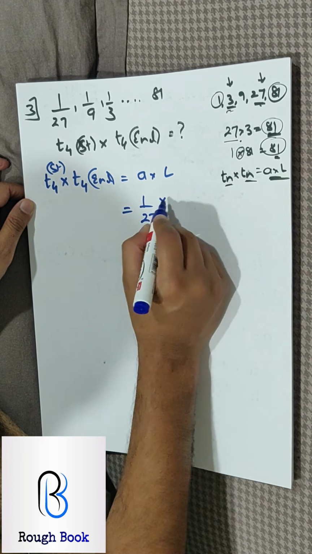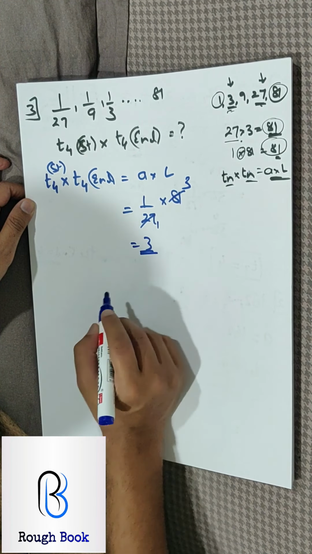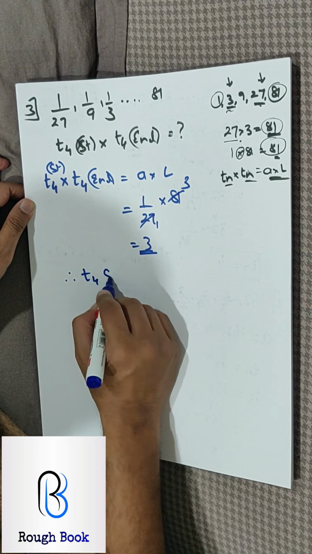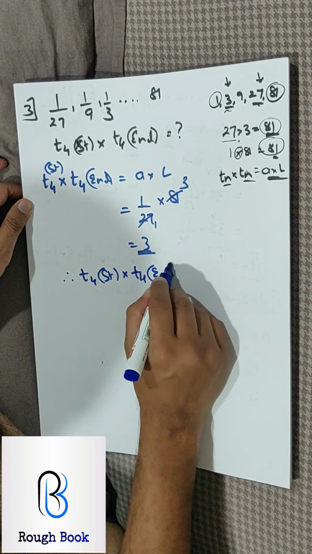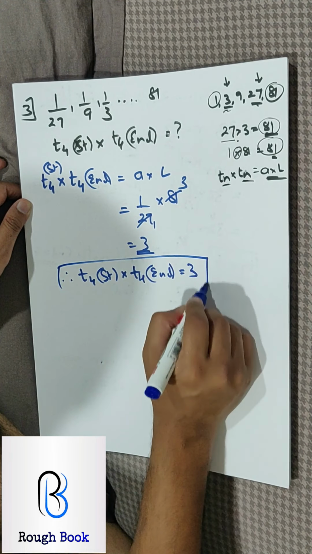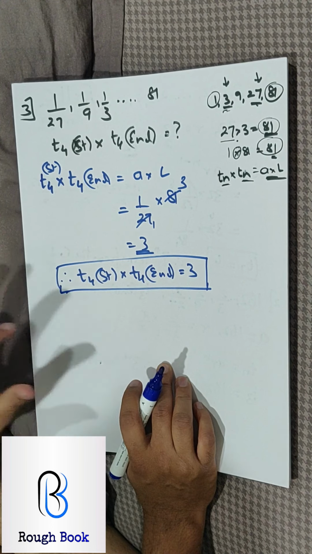So first term is 1 by 27, last term is 81. So I get my answer as 3. Therefore, fourth term from the start into fourth term from the end is equal to 3. Easy and simple. That's much easier than that linear method. So please stick to this.